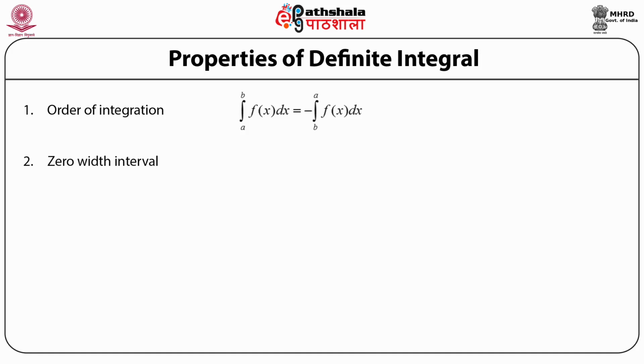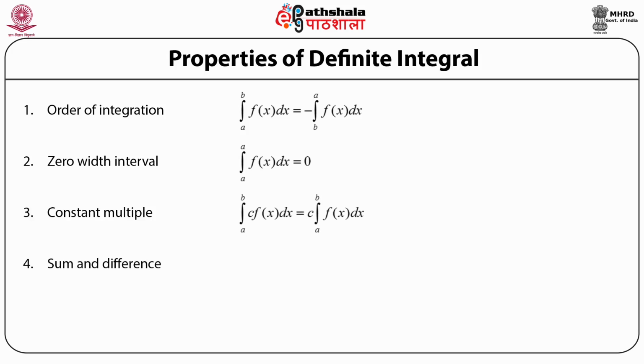Then there is a zero width interval. That means if you integrate from a to a itself, then it's a zero width. Constant multiple. If there is a constant which is getting multiplied, then you can take the constant outside and then integrate it. Sum and difference.